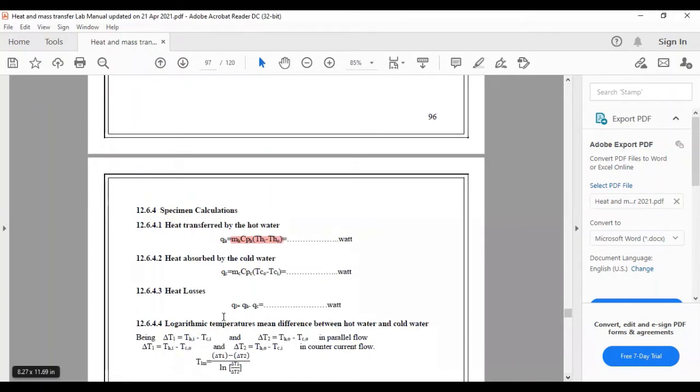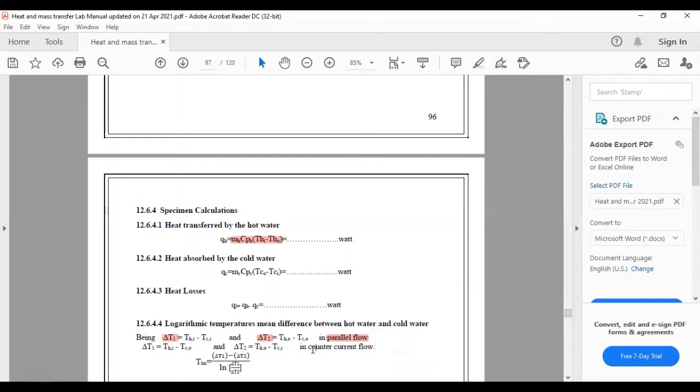Now the next step is to calculate the logarithmic mean temperature difference between hot water and cold water, abbreviated as LMTD. For this purpose we need the values of delta T1 as well as delta T2. In this case it is parallel flow; we are not performing counter flow in this objective, but for counter flow we may use the formulas as given here. For parallel flow, delta T1 will be THI minus TCI, where THI is hot water inlet and TCI is cold water inlet. Similarly, delta T2 is TH naught, hot water outlet, minus TCO, cold water outlet.